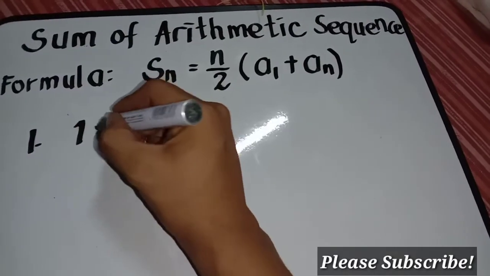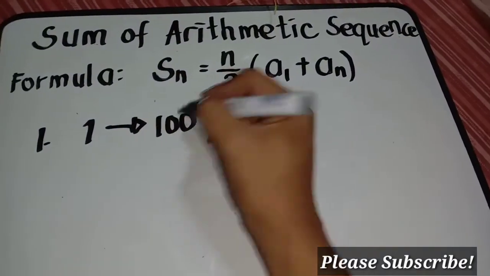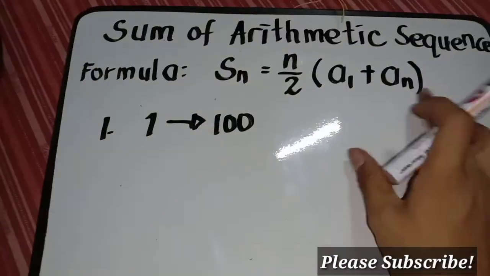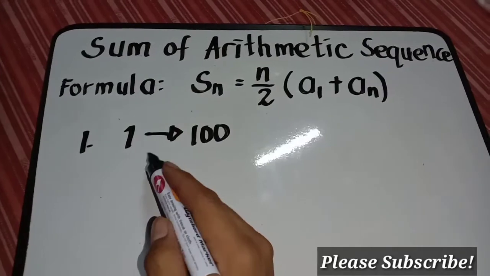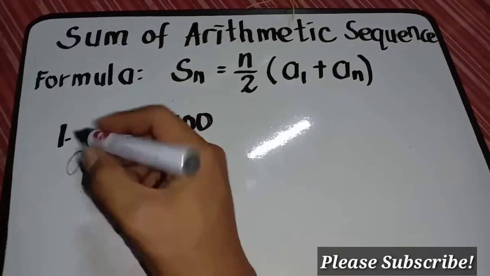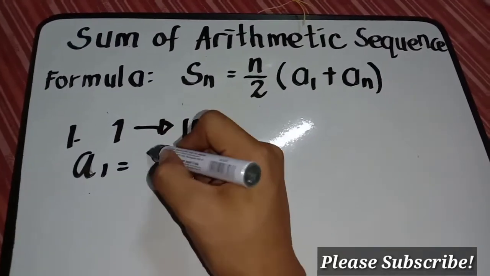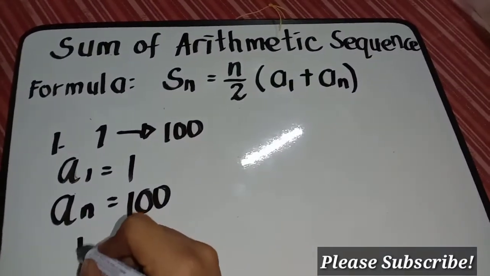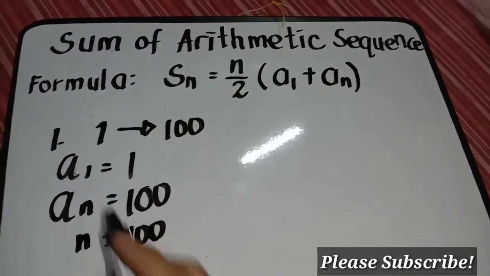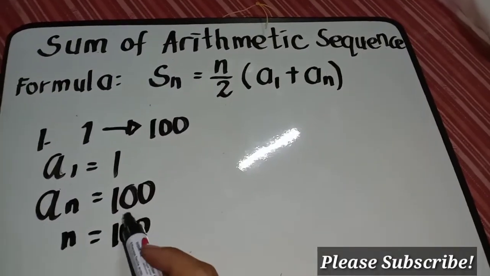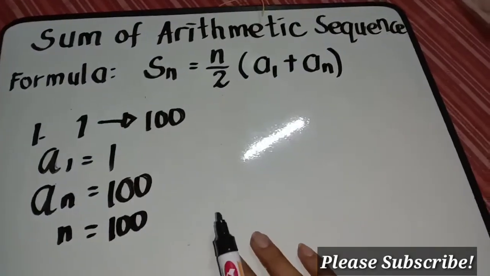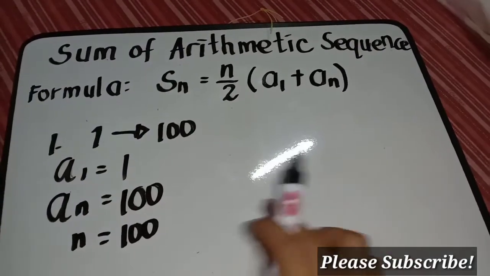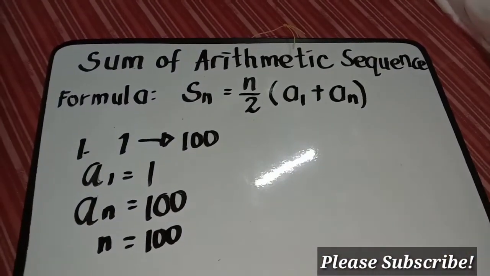So, we have the first example. Find the sum of the arithmetic sequence from 1 to 100. Kung mag-base tayo sa given, ang a sub 1 natin, so first term natin, is 1. And then the last term, which is 100. So, automatically, yung n natin is 100 din. Pang 100 term, ang value niya is 100 din, kasi from 1 to 100. So, ang aalamin natin is yung sum ng 1, 2, 3, 4, 5, 6, 7, 8, and then so on and so forth.